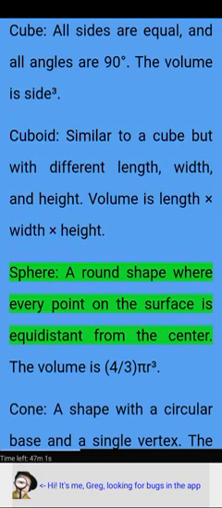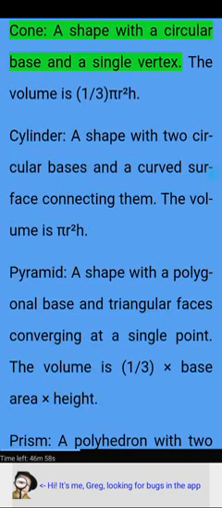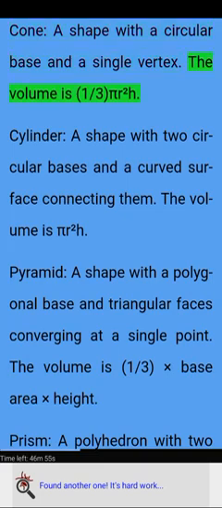Sphere. A round shape where every point on the surface is equidistant from the center. The volume is 4/3 pi r cubed. Cone. A shape with a circular base and a single vertex. The volume is 1/3 pi r squared h. Cylinder. A shape with 2 circular bases and a curved surface connecting them. The volume is pi r squared h.